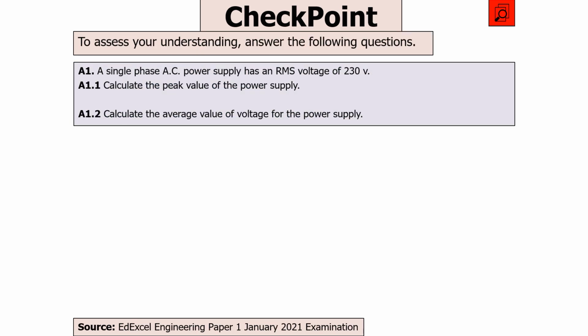The next question says, a single phase AC power supply has an RMS voltage of 230 volts. Calculate the peak value of the power supply, and then calculate the average value for the power supply. So pause the video now, and then unpause the video when you want to go through your answer.